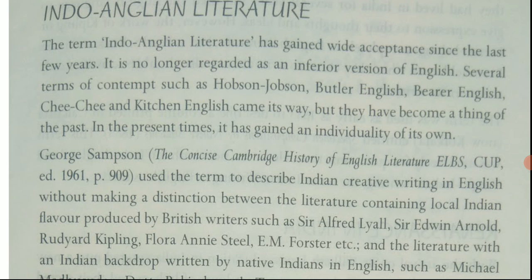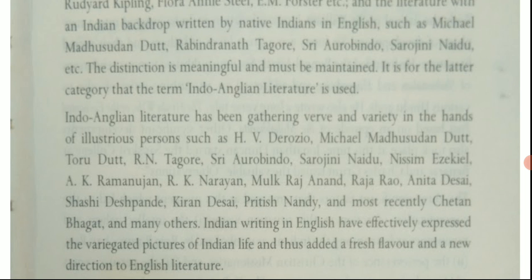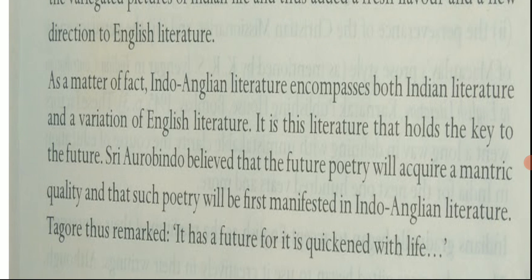Sri Aurobindo believed that the future poetry will acquire a mantric quality, and such poetry will be first manifested in Indo-Anglian literature. Tagore has remarked, it has a future for it is quickened with life. That is about our Indo-Anglian literature.